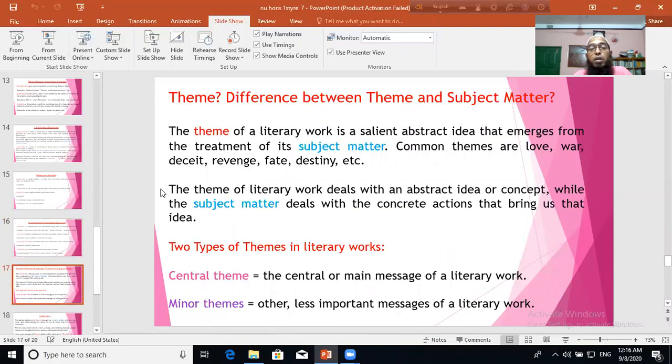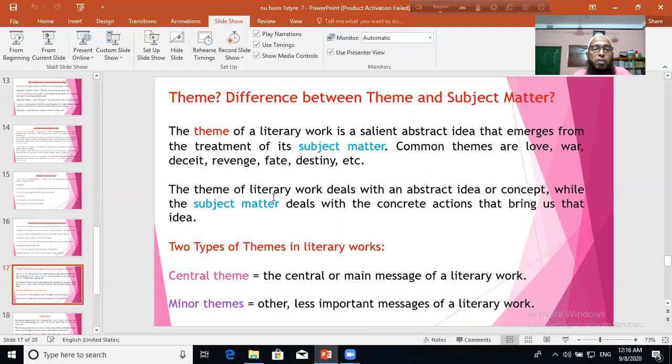What is theme? In the last class we learned about summary and précis writing. But another thing is theme writing. That is also important. You have to write sometimes the theme of the poem and text. The theme of a literary work is a salient abstract idea that emerges from the treatment of its subject matter. Common themes are love, war, deceit, revenge, fate, destiny, etc.